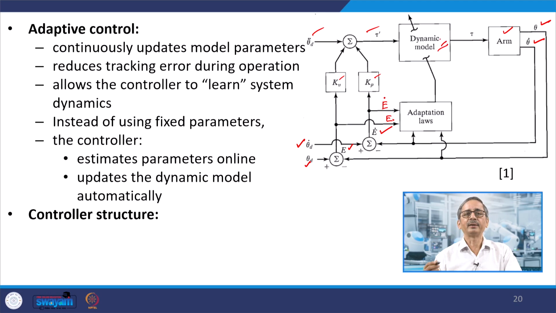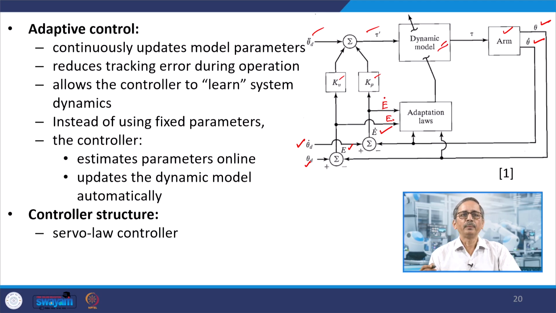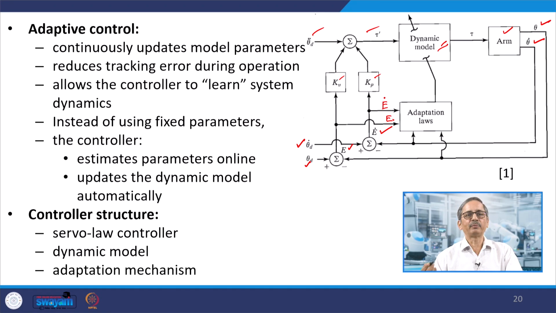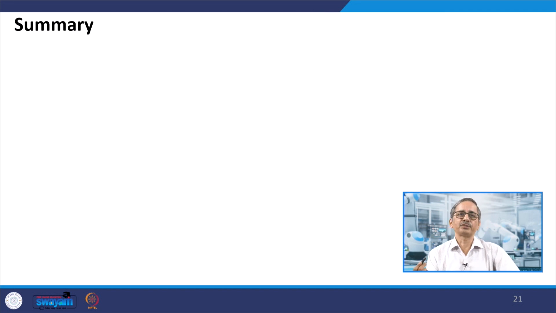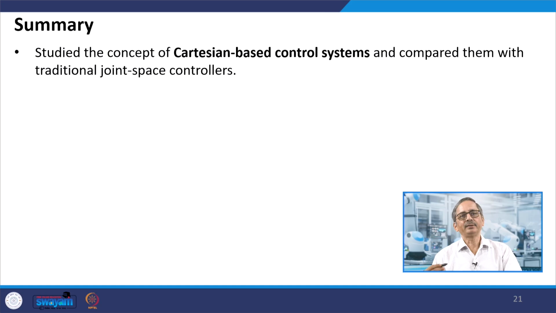So, the controller structure, what all do we have? We have the servo law controller, we have the dynamic model, and we have the adaptation mechanism. So, this is your servo portion, this is your dynamic model portion, and this is your adaptation law.